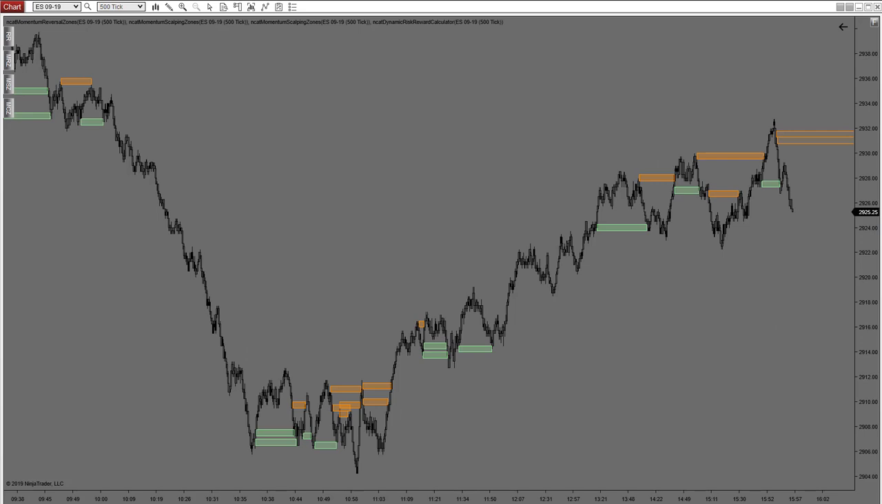Last but not least, let's take a look at the momentum scalping zones. I've applied the momentum scalping zones here on an ES chart, 500 tick. You can use them on any time frame, but we like to use small time frames because we're obviously scalping. So anything between 1 and 5 minutes, and the tick range volume charts are great to really find some fantastic scalping opportunities.